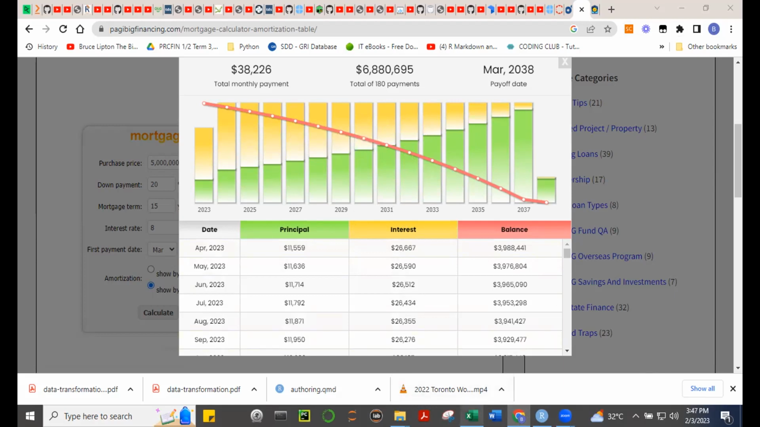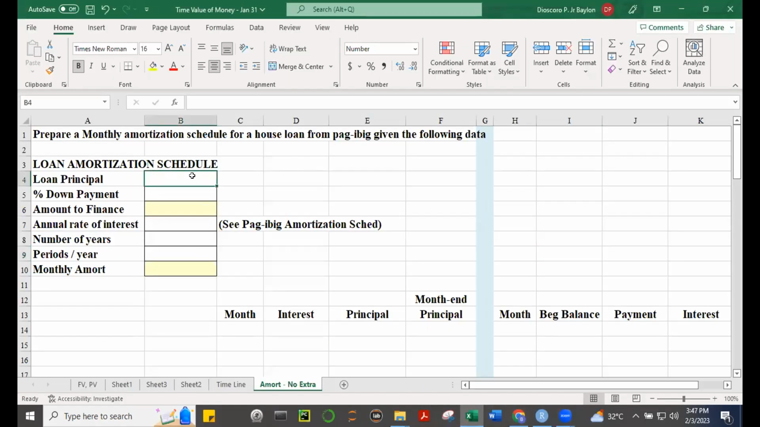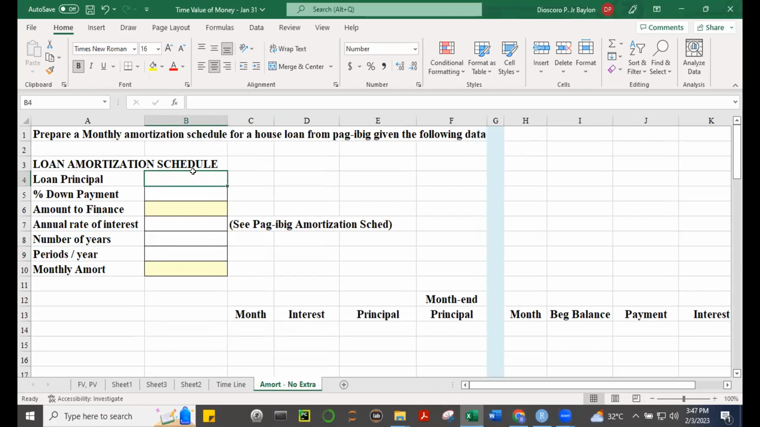Okay, so let's see. Let's put here the loan principal is 5 million. Percentage down payment is 20%. So the amount to finance will be 5 million multiplied by 1 minus 20%. Let me pause for a while and allow you to catch up.